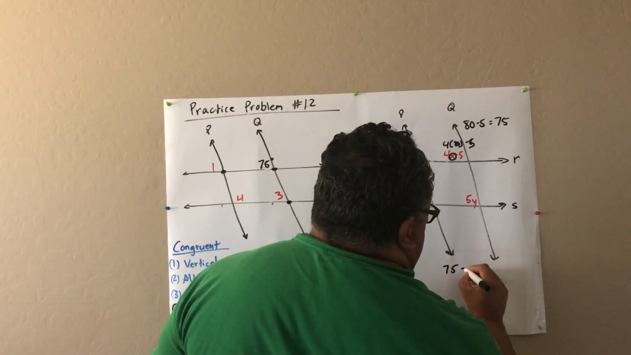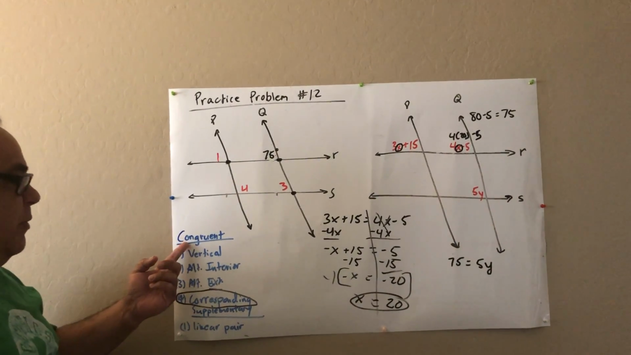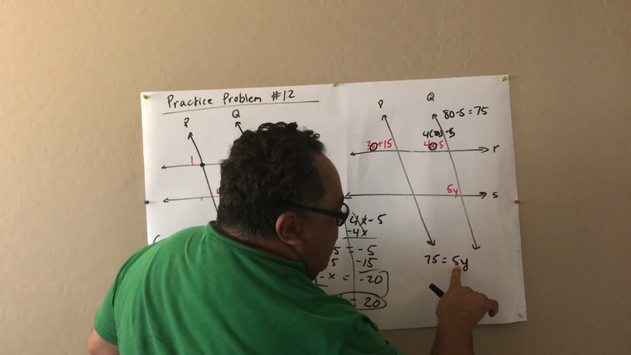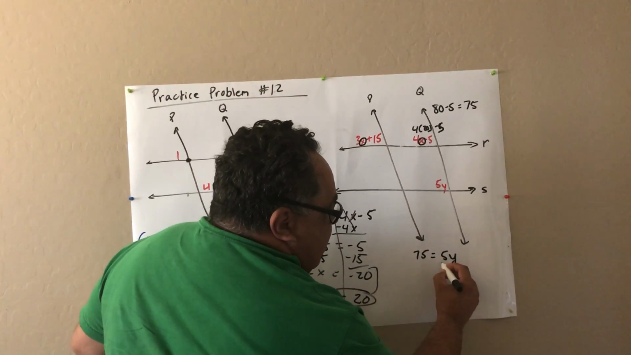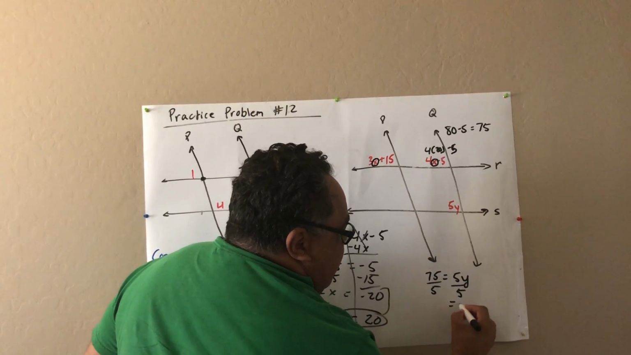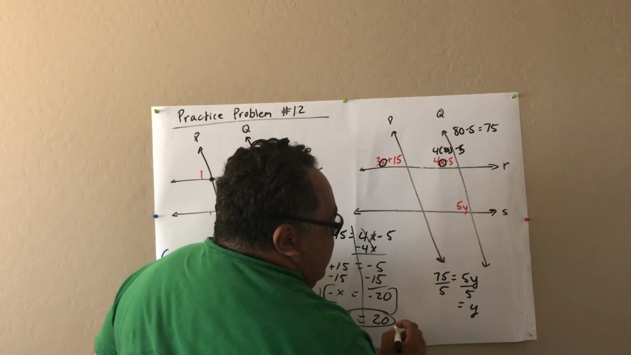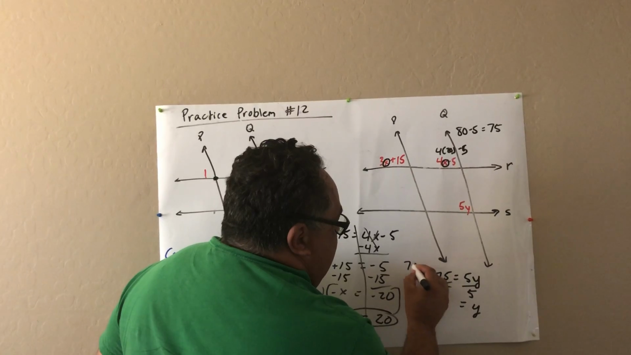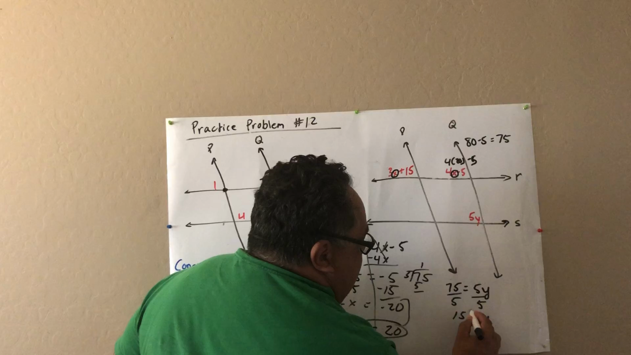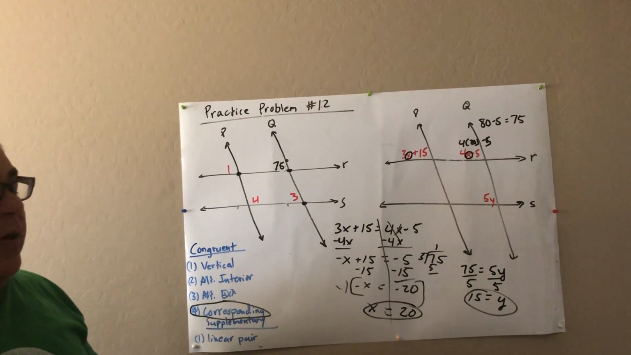I can set the 75 equal to 5y. Why? Because, by the rules of math, they're congruent. Congruent means equal. Now, we talked about this in an earlier video. When things are side by side like that, that means multiply. So we're multiplying 5 times y. The opposite of multiply is divide. So if we divide 75 by 5, we're going to have 15. Okay, y equals 15. There's both of my variables. I solved for both of my variables. Thank you.